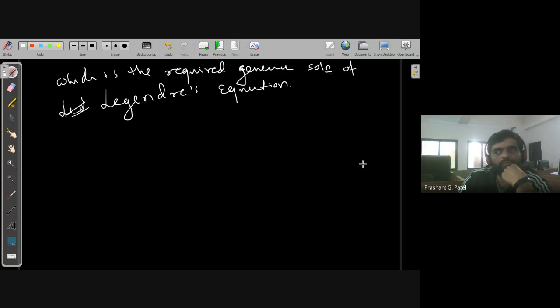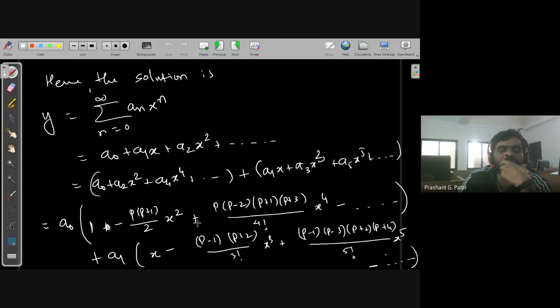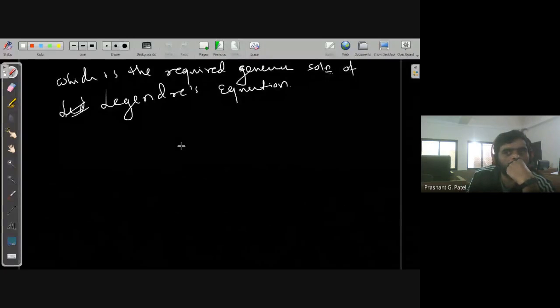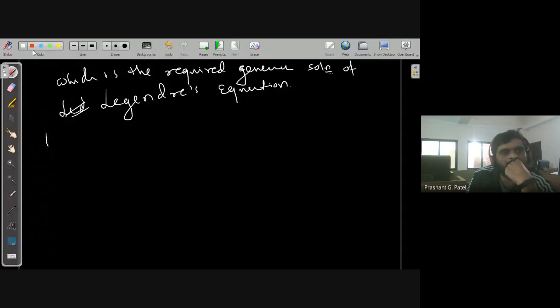Now, if this solution is there, and if this value of p is a natural number or 0, so I may write down some remarks here which are very important, and due to these remarks actually you will get Legendre polynomials.